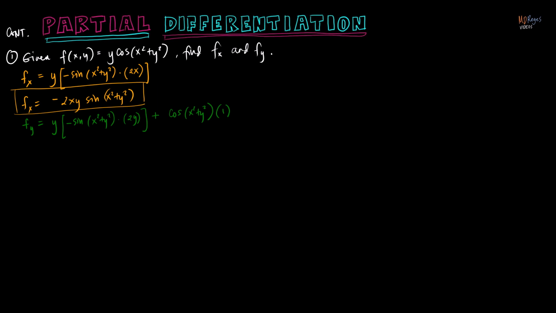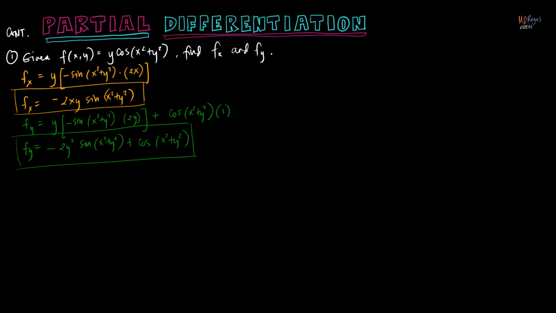So let me just write the answer. It's negative 2y squared sine of x squared plus y squared plus cosine of x squared plus y squared. This is the partial derivative of f with respect to y using the product rule.